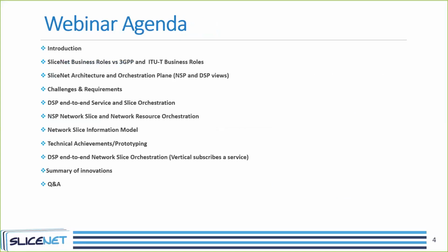And the webinar agenda, these are the topics that we'll address in the next few minutes. So we'll start with a brief introduction, the business roles in SliceNet and also mainly in the standardization bodies, SliceNet architecture and application plane, challenges and requirements, and then we go in a deep dive in orchestration in DSP, in NSP levels, the technical achievements and prototyping, and also an example of what happens with orchestration when a vertical subscribes a service, summary of innovations, and question and answers in the final.